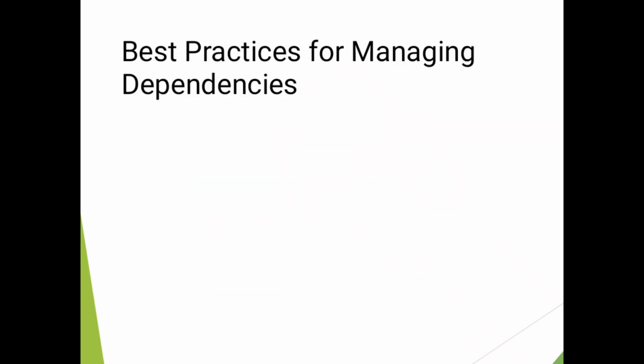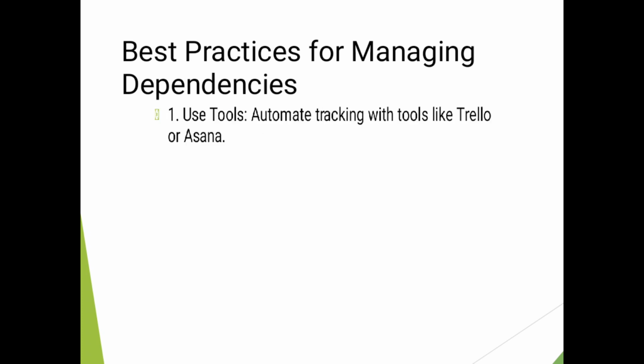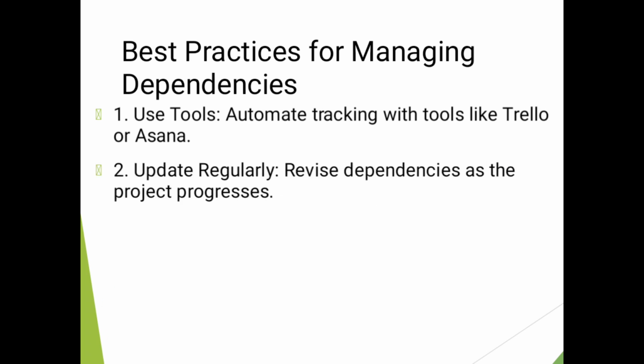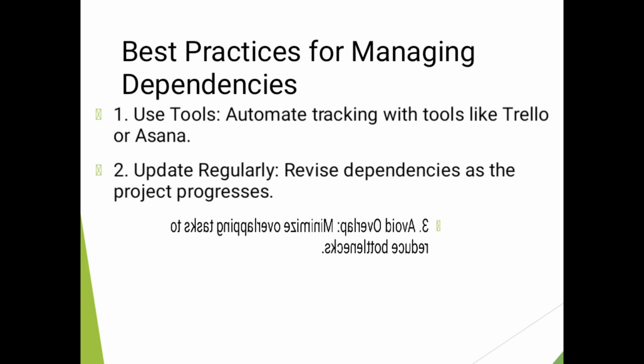Let's talk about best practices for managing dependencies. We can use tools, for example automate tracking with tools like Trello or Asana. Those are computer tools which can be used when you are trying to manage those dependencies. Another one is regularly updating. You should try to revise the dependencies as the project is progressing.